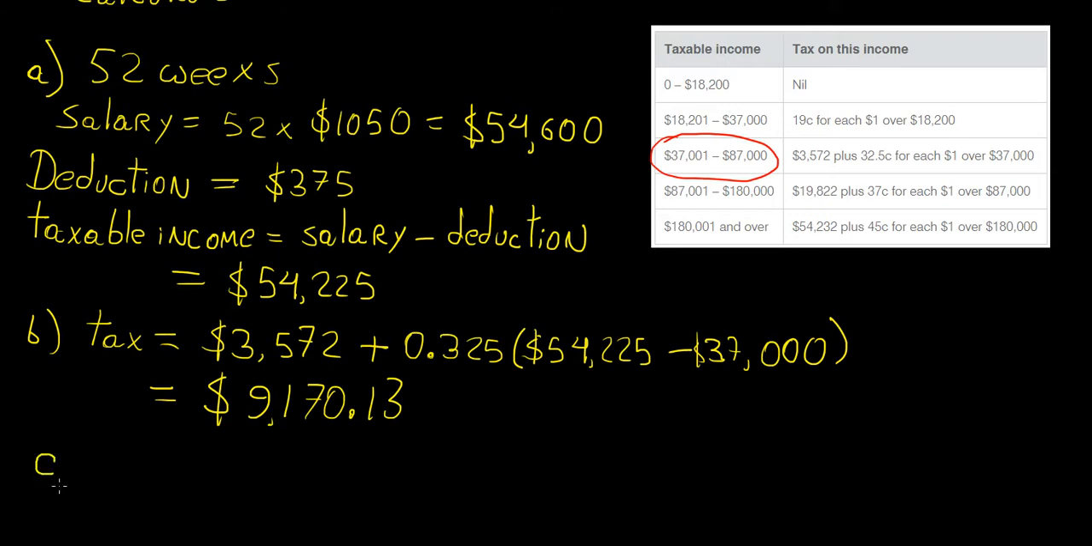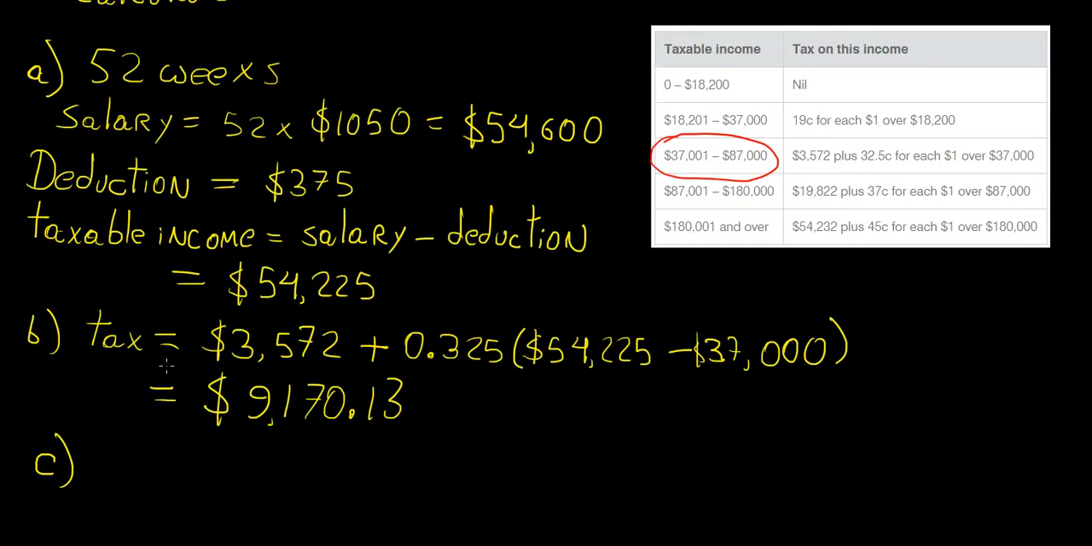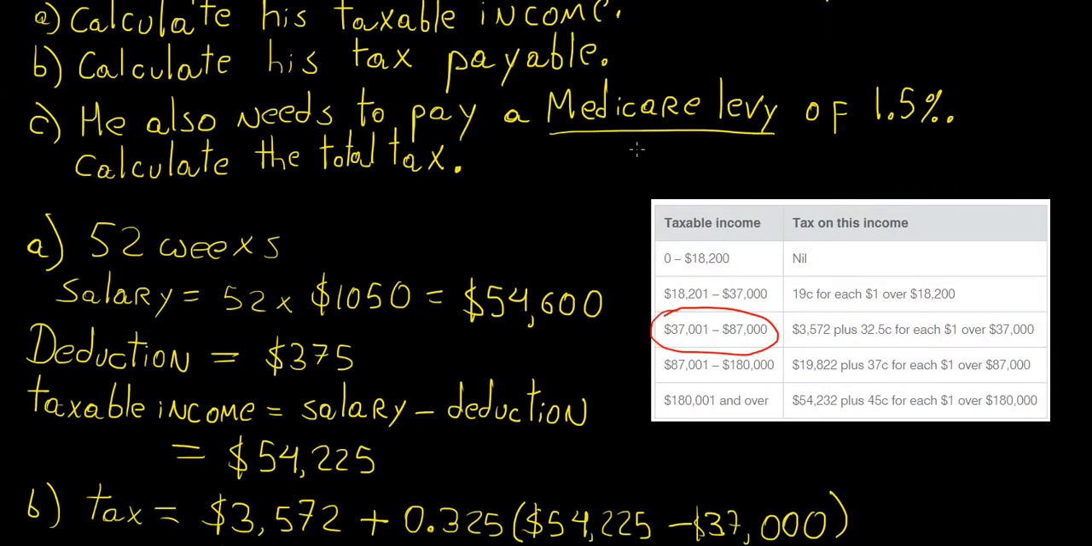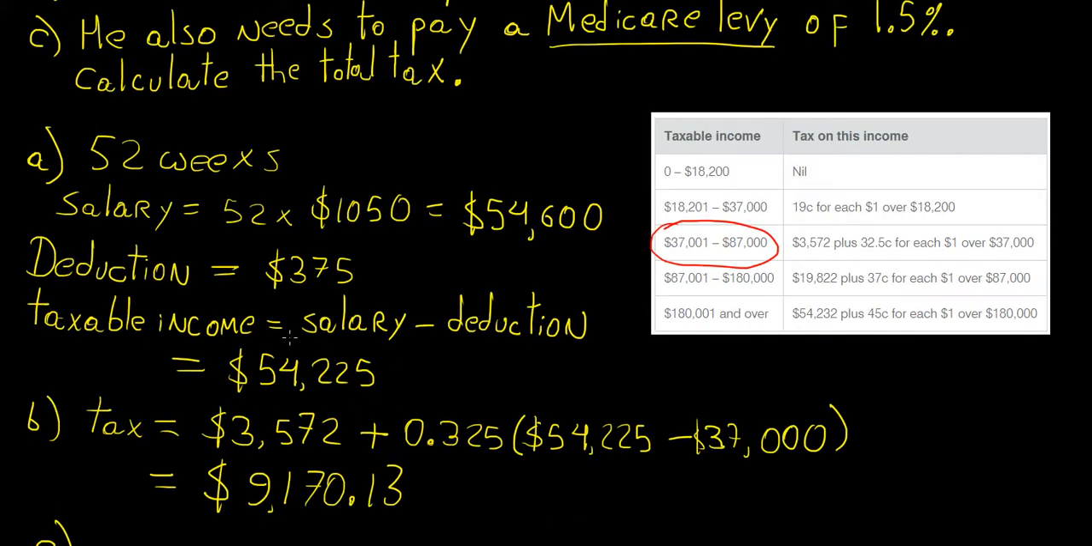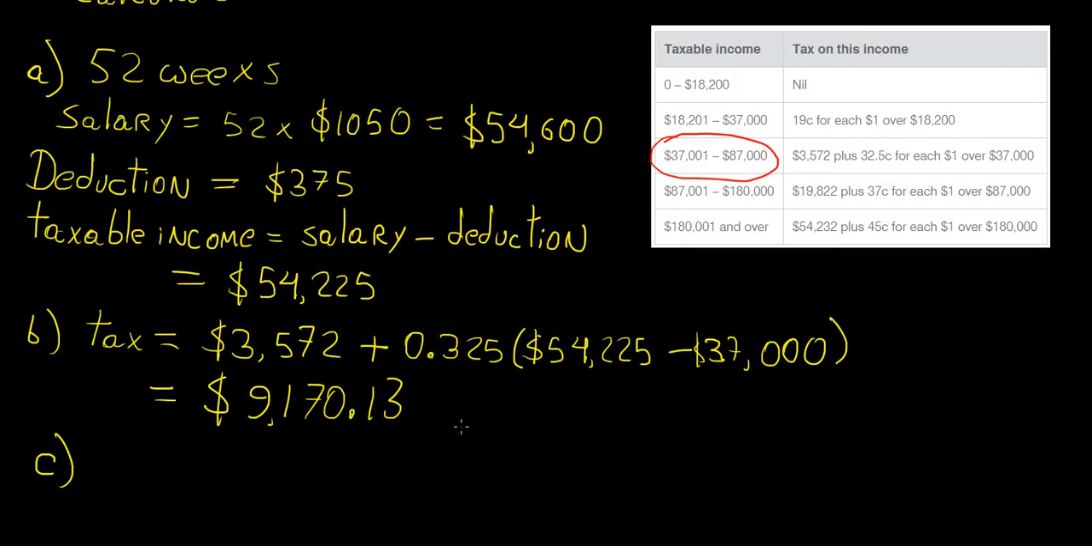Now, question C tells you the following. There's an extra tax, which corresponds to healthcare, Medicare, and it is 1.5%. Now, calculate the total tax. We already know what the tax that corresponds to his taxable income is, but we now have to include this extra one. In order to do that, we're going to get the taxable income, and we're going to get 1.5% of that.